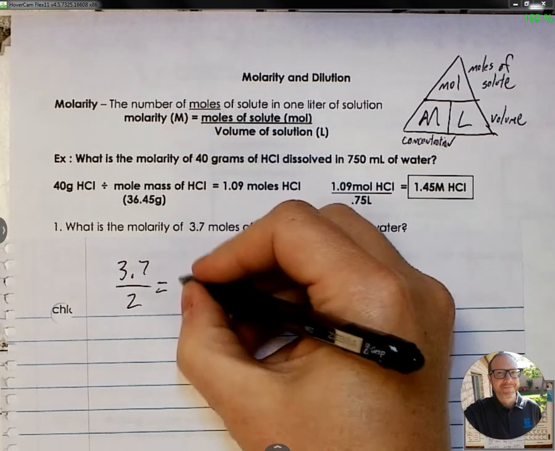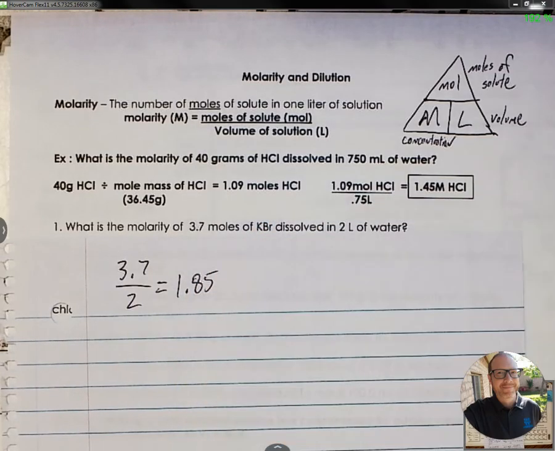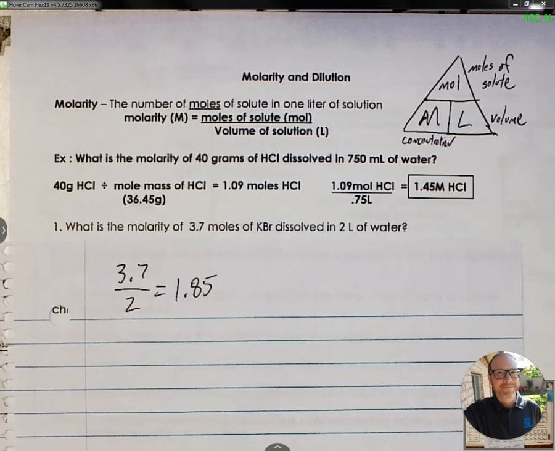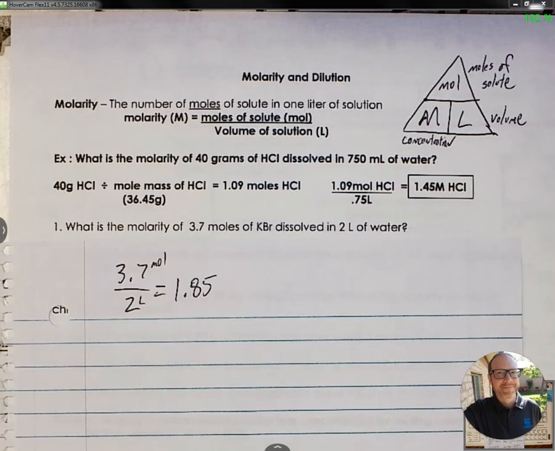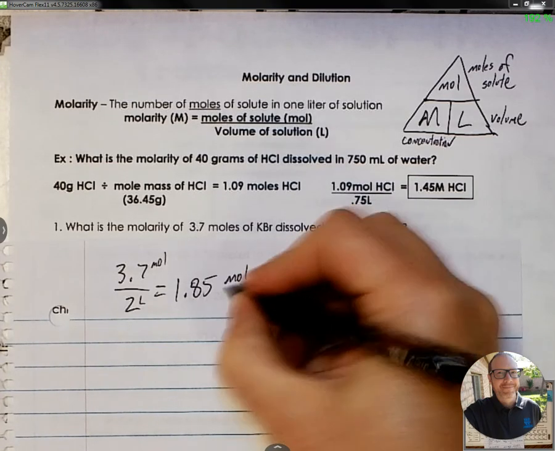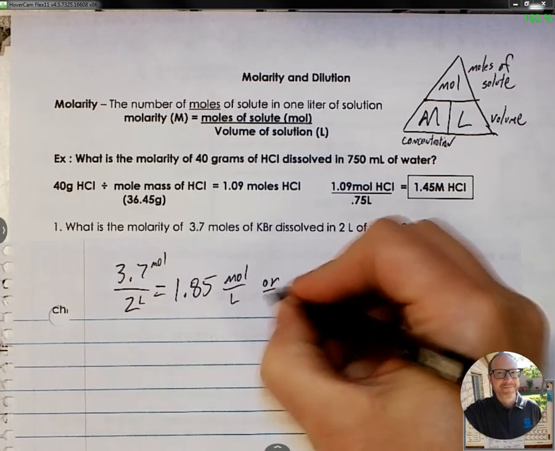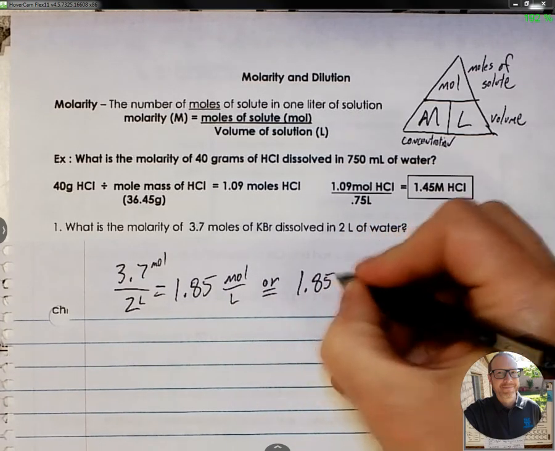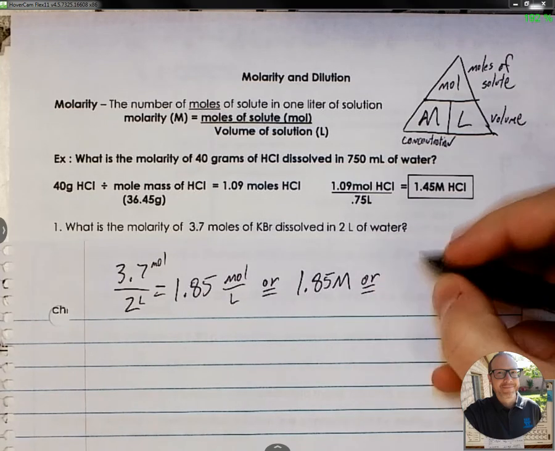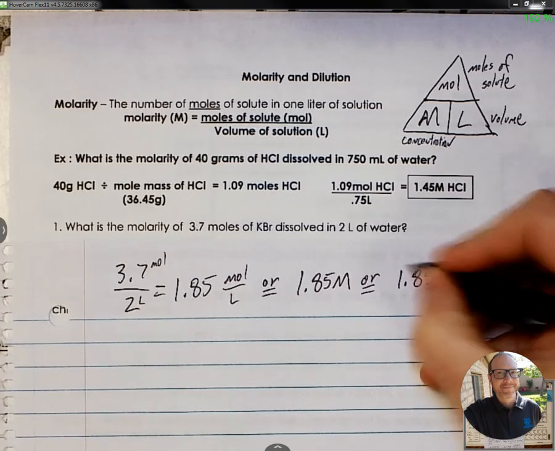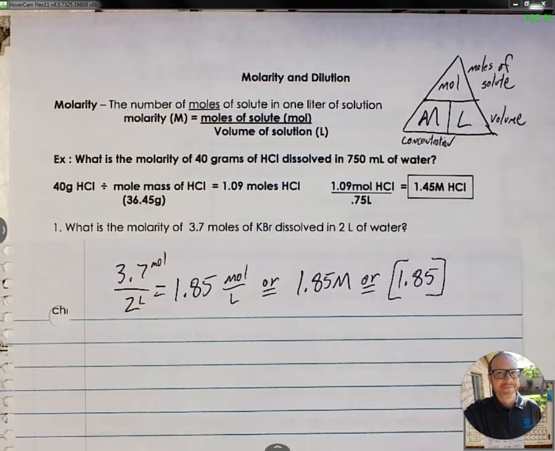Okay. So what are my units? Good question, right? If this up here is moles, and this down here is liters, then I could express it as moles per liter. Or I could just say 1.85 big M and read it as 1.85 molar. Or you also see sometimes just the number in brackets, and it all means the same thing. So any of those would be fine. Questions?